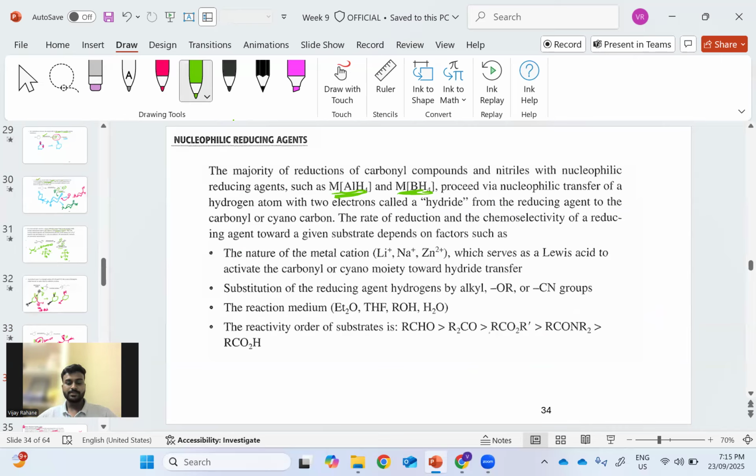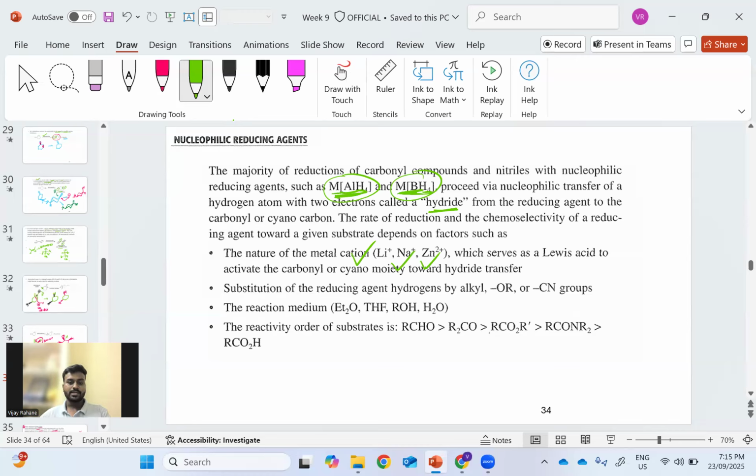In this case, the hydride is the source of electrons that attacks the carbonyl group, and the metal center, as you see in the general formula, is either MAlH4 or MBH4. In that case, this M can be either lithium, sodium, or zinc. We have seen some examples of reduction reactions with zinc borohydride, lithium aluminum hydride, or sodium borohydride, this sort of reducing agent.